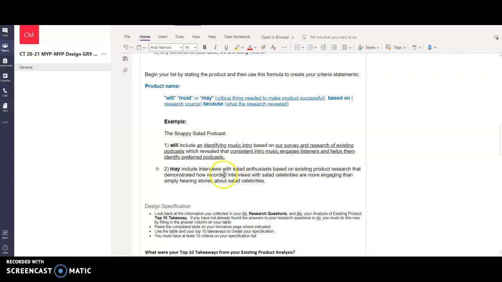Okay. For my second example here, this was a may. So do you remember that may refers to it's not essential, but desirable? Again, you've got the product name, the Snappy Salad Podcast up there at the top of my table, may include interviews with salad enthusiasts. That's the critical thing. Might include interviews with salad enthusiasts based on existing product research.